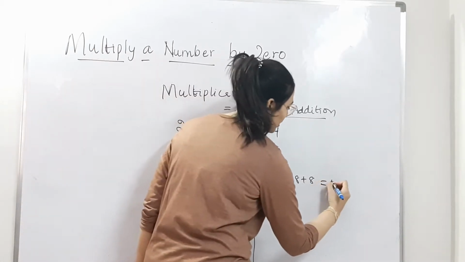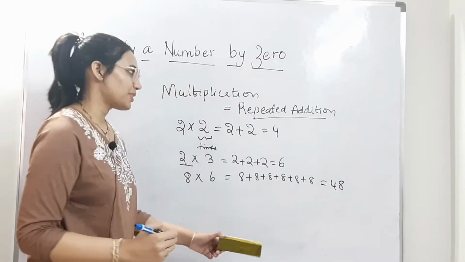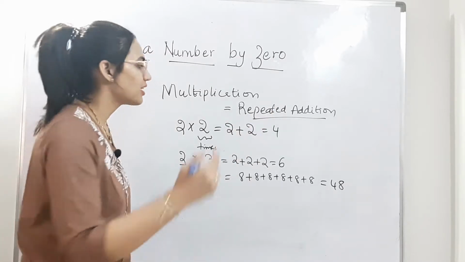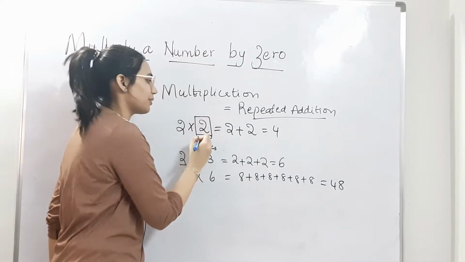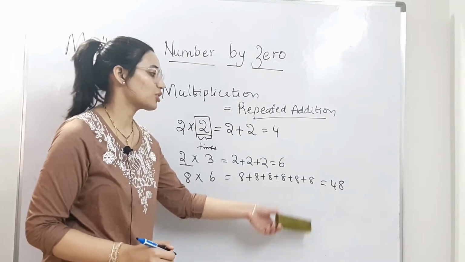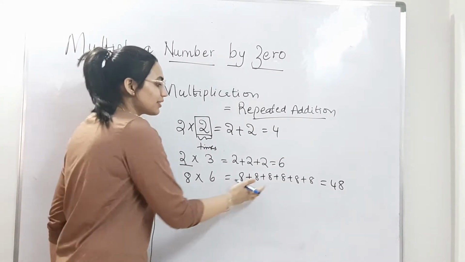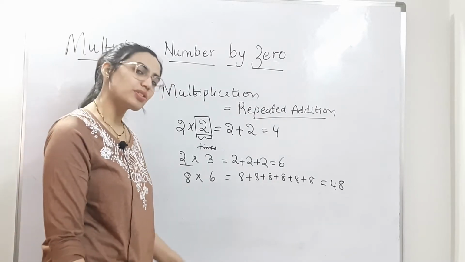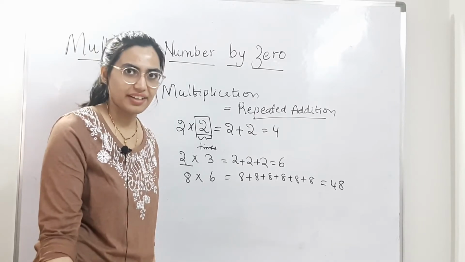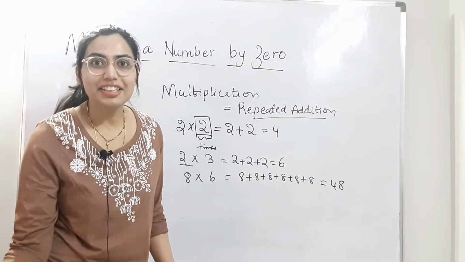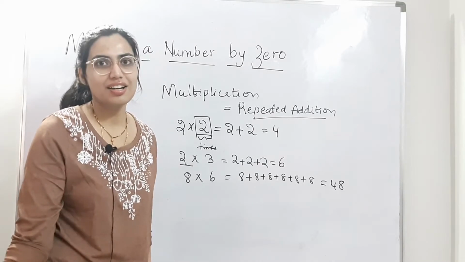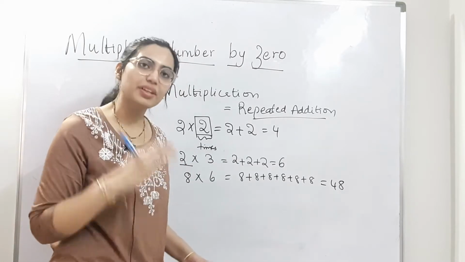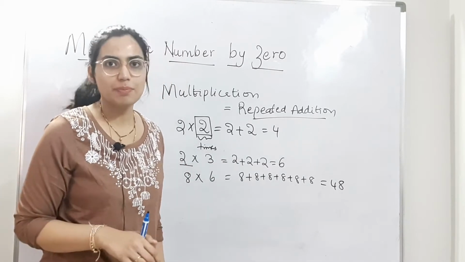8 into 6 is 48. So that means we can clearly say that multiplication is nothing but repeated addition. That means how many number of times we multiply a number, those many number of times we need to add and we'll get the result. Rather than adding this so many times, we tend to learn our tables, right? Those are nothing but multiplication tables, right? 2 6s are 12, 4 8s are 32, 12 3s are 36, etc. So instead of adding everything, it will be a long process.